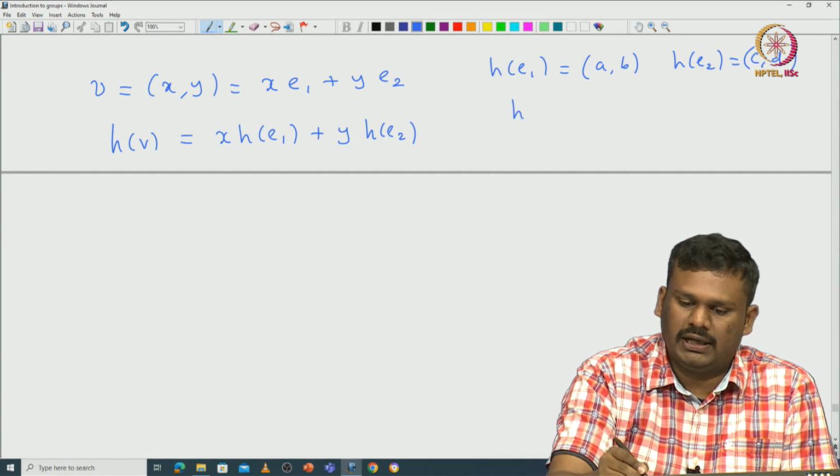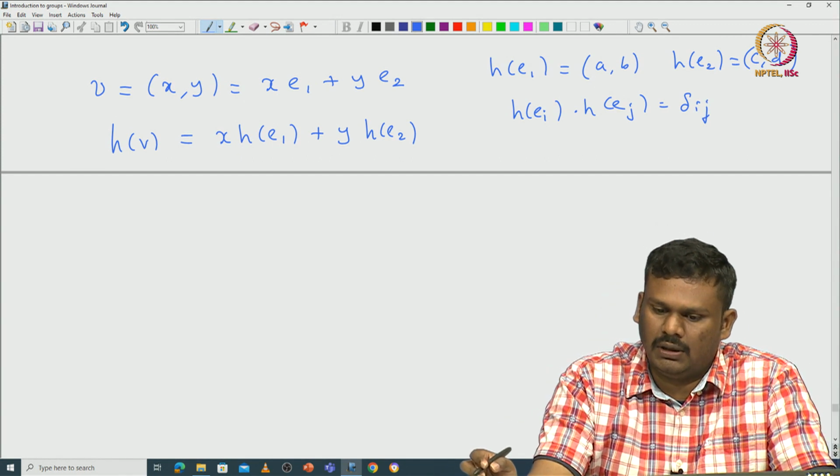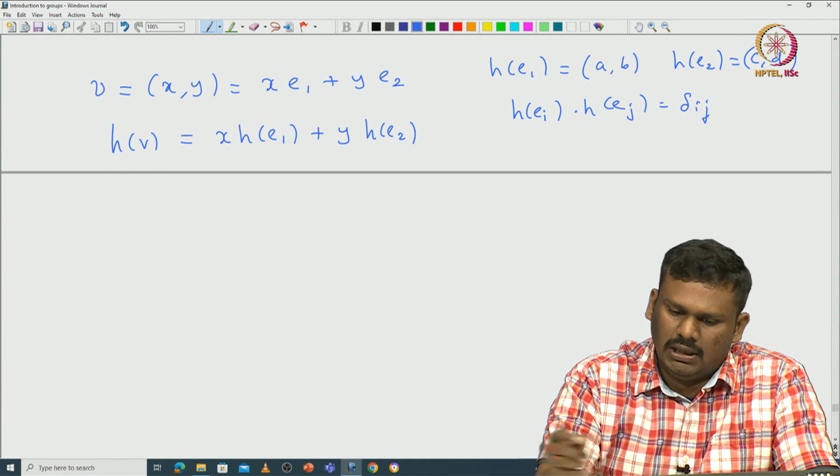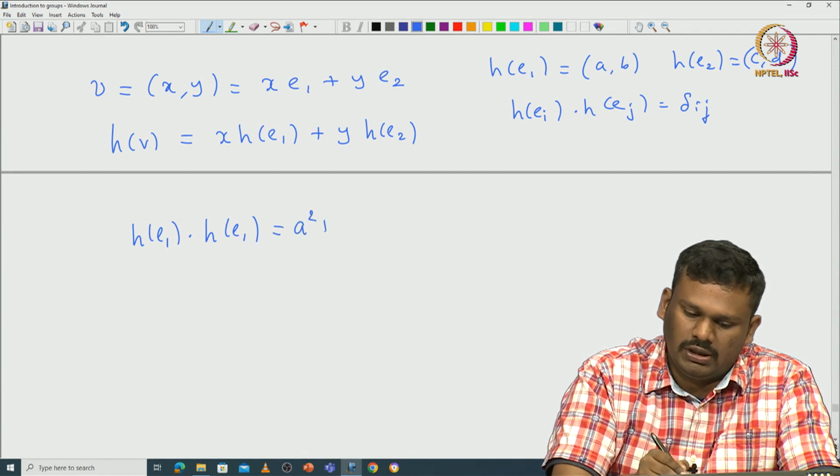Now, we know that H of Ei dot H of Ej is nothing but delta ij. This is the orthonormality. So, that means when you take, for example, H of E1 dot H of E1, you are going to get a squared plus b squared.